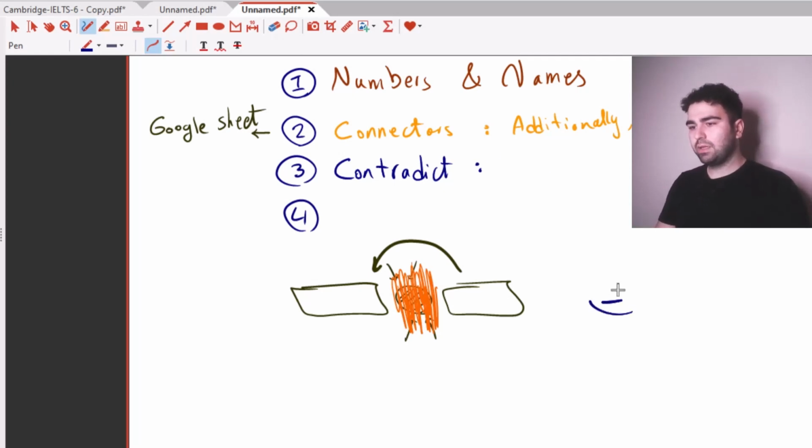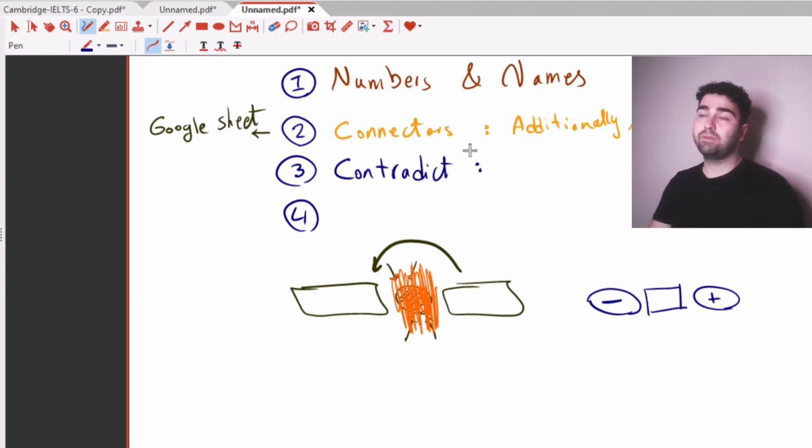I was talking about the negative aspects of something. Now I'm going to talk about the positive aspects of something. There should be a connector here. Contradiction is provided mostly by using some kind of words, okay?